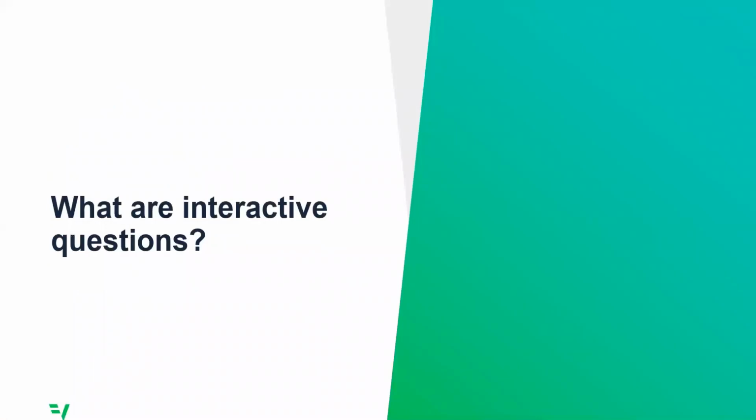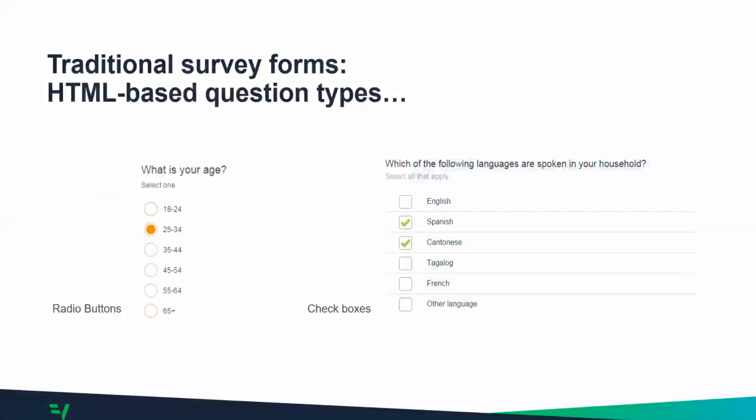Okay, so what are interactive questions? What do we mean when we use that term? When we think about traditional surveys and traditional question types for our online surveys, we're talking about HTML-based forms, specifically the radio buttons, which are used for single select questions, and checkboxes, which are used for multi-select questions, or where you want the respondents to select all that applies for your particular question.